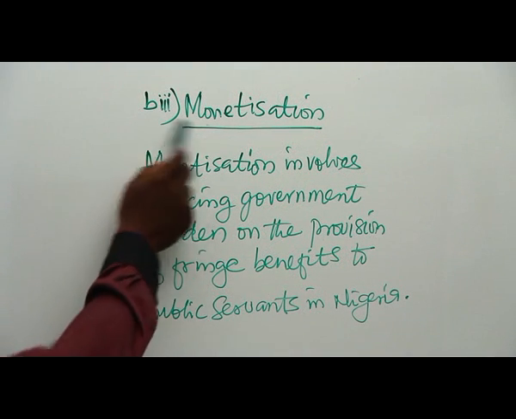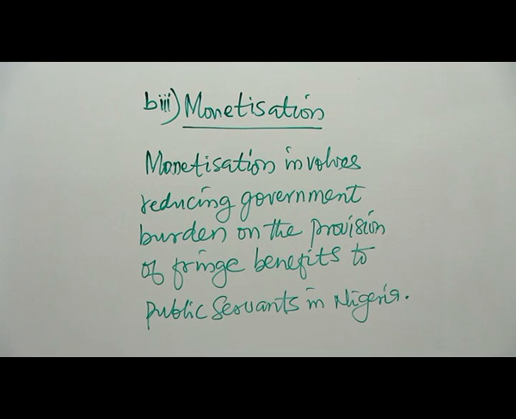B3, monetization. Monetization involves reducing government burden on the provision of fringe benefits to public servants in Nigeria. Before this period, public servants were actually given such free benefits as furniture, drivers, gardeners, and so on and so forth. However, with monetization, such free benefits are converted to money and paid to the civil servants. So it depends on whether they want to own those things or they don't.